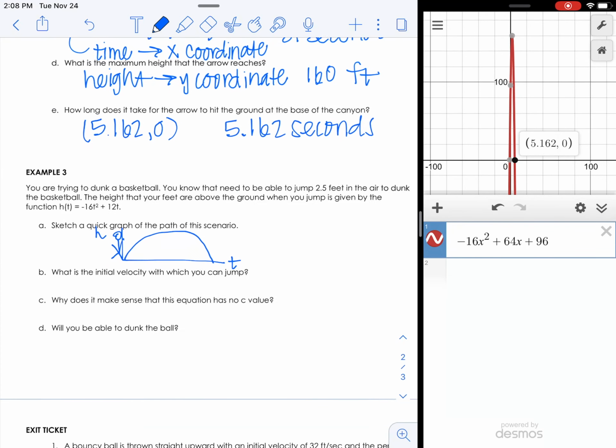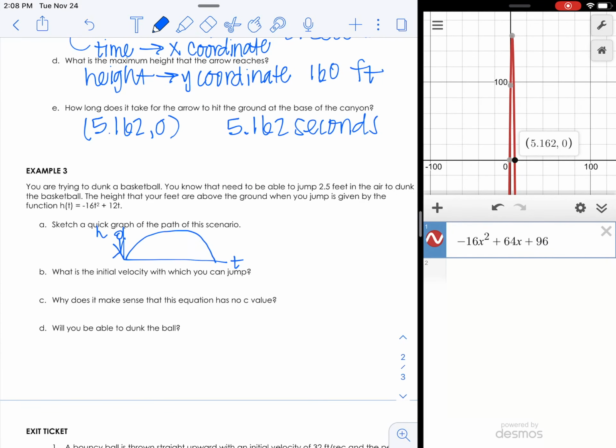What is the initial velocity with which you can jump? We just said that initial velocity is always your b value in your equation. So it is 12 feet per second. Okay, why does it make sense that the equation has no c value? And that's because you start on the ground.